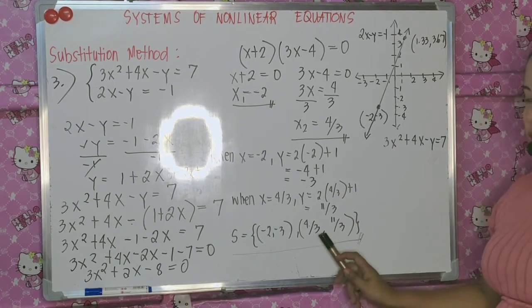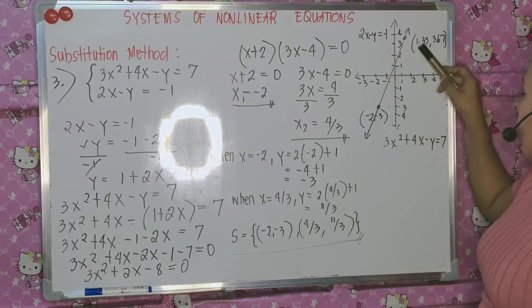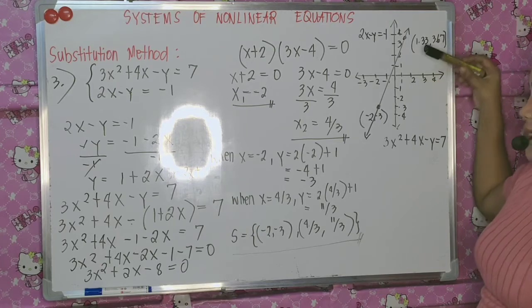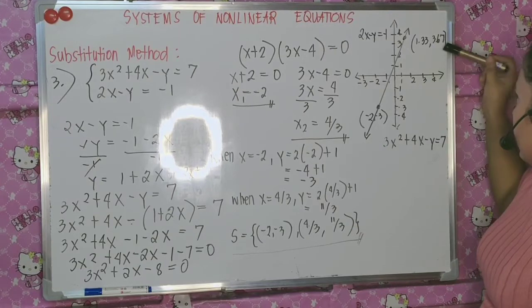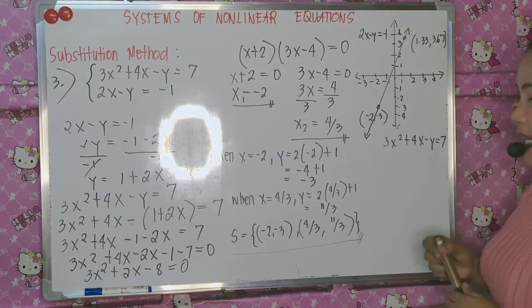So, pag fraction, i-convert lang po natin siya into decimal. So, the decimal form of 4/3 is 1.33. So, dito po siya, let's place dito yung 1.33. Then, from 11/3, 3.67. So, kaya yan. Tapos, i-connect lang natin siya.